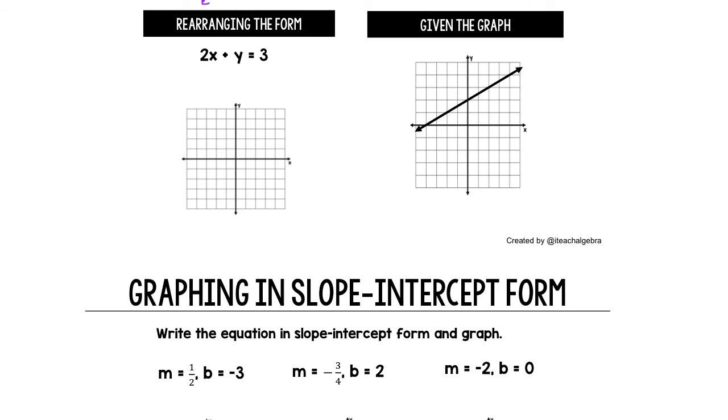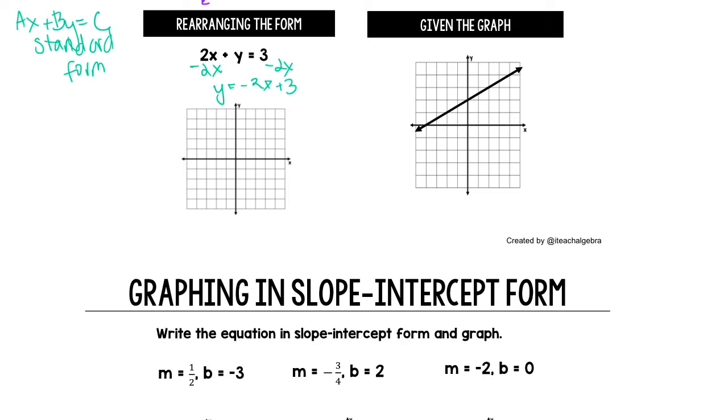If we want to rearrange what our form looks like, if we're given 2x plus y equals 3, this form has a name. We call it ax plus by equals c. This is standard form. We can rearrange and put it in slope-intercept form. We just need to get y alone. So we can subtract that 2x from each side and get y equals negative 2x plus 3.